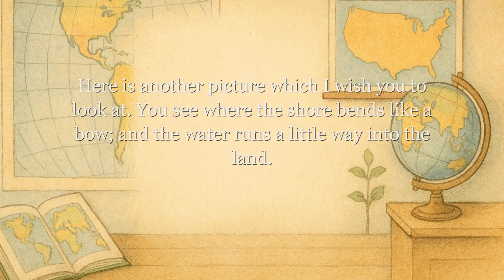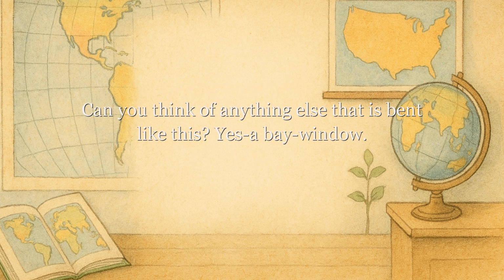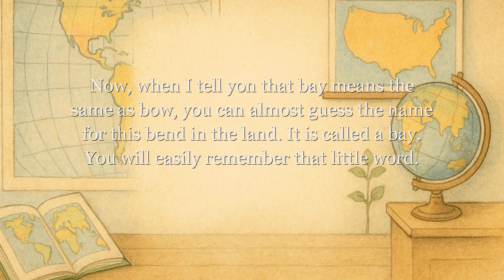Here is another picture which I wish you to look at. You see where the shore bends like a bow and the water runs a little way into the land. Can you think of anything else that is bent like this? Yes, a bay window. Now, when I tell you that bay means the same as bow, you can almost guess the name for this bend in the land. It is called a bay. You will easily remember that little word.